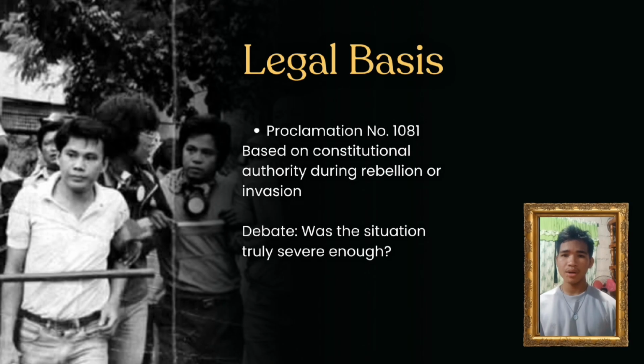Now let's talk about the legal basis. To address these problems, former President Marcos declared martial law through Proclamation Number 1081. This was based on the constitutional provision that allows the president to declare martial law in cases of rebellion or invasion in order to maintain peace and order. So the government claimed that there was a serious threat to national security which justified the declaration.